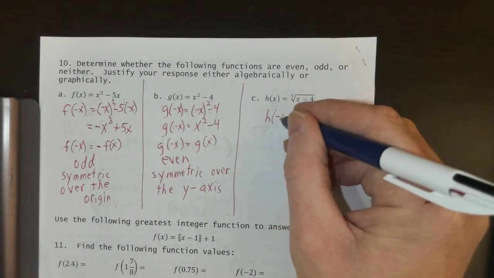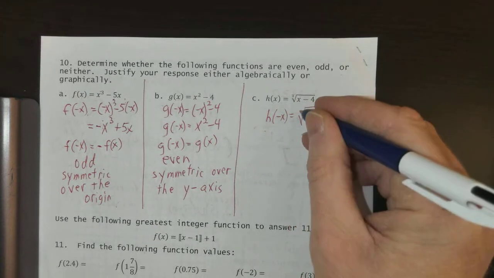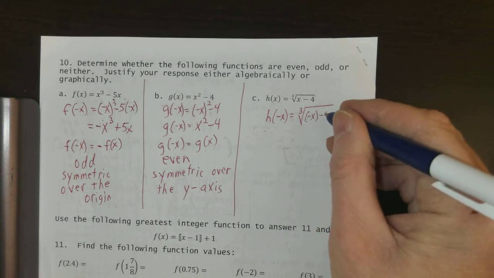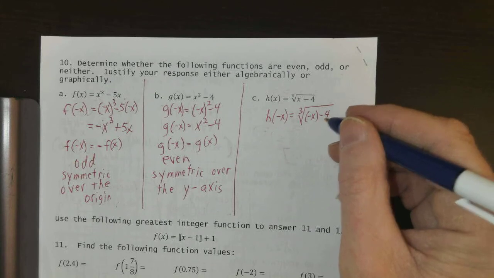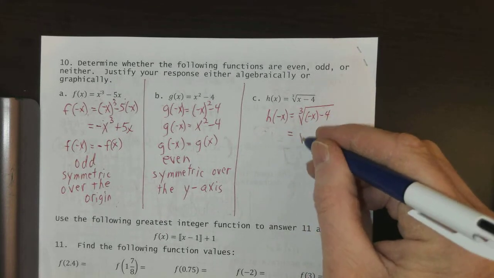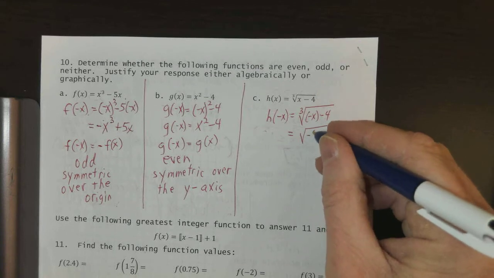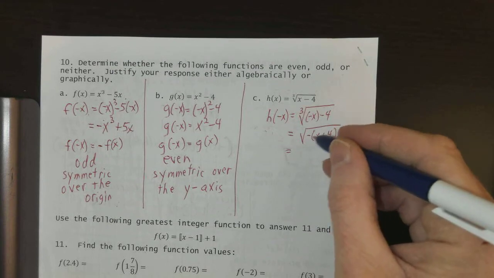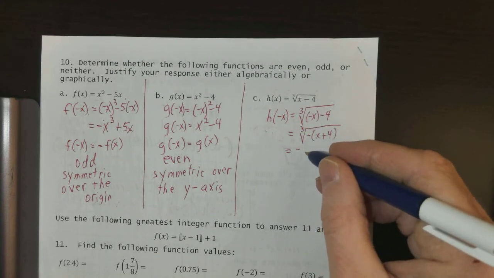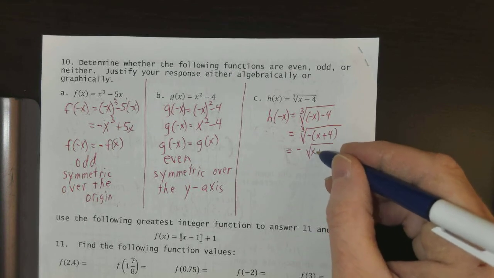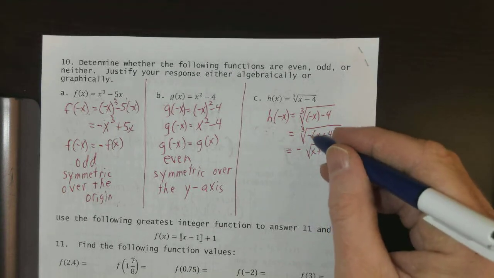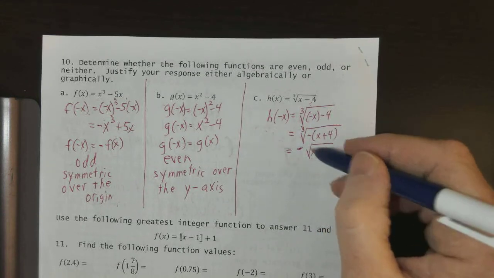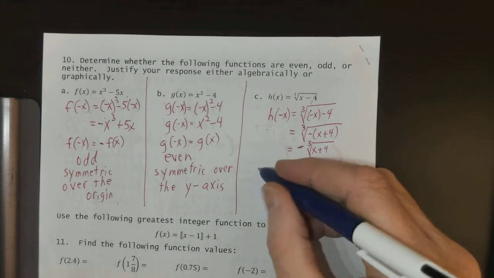Let me look at h of negative x here. Cube root of negative x minus 4, which equals, if I go negative x plus 4, I'm not getting anything here. Now a cube root of a negative is negative. Cube root of like a negative 1 is negative 1, so I just pull that negative out. And that's not the opposite of that. Don't forget that cube root. I think this one is a neither.